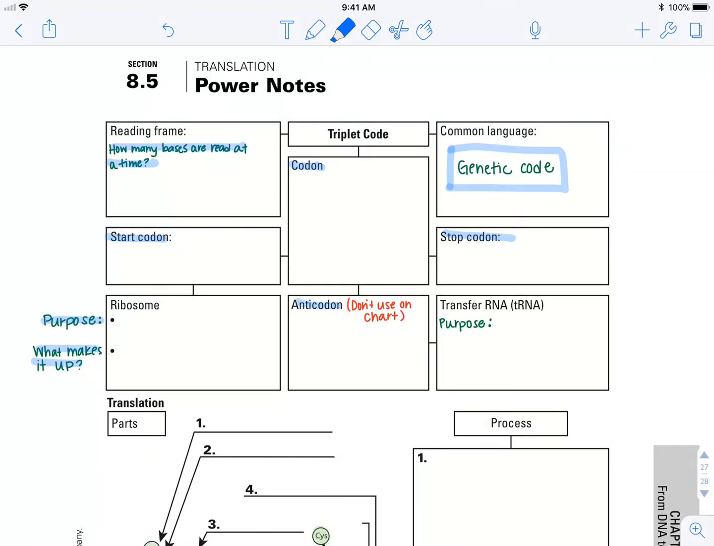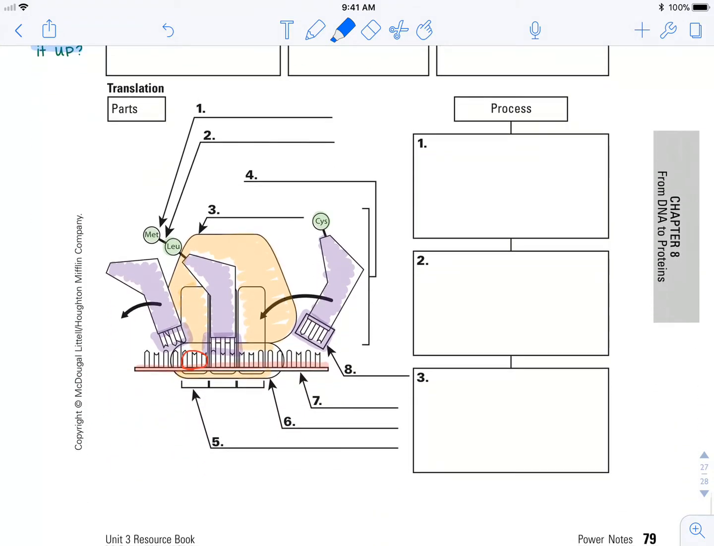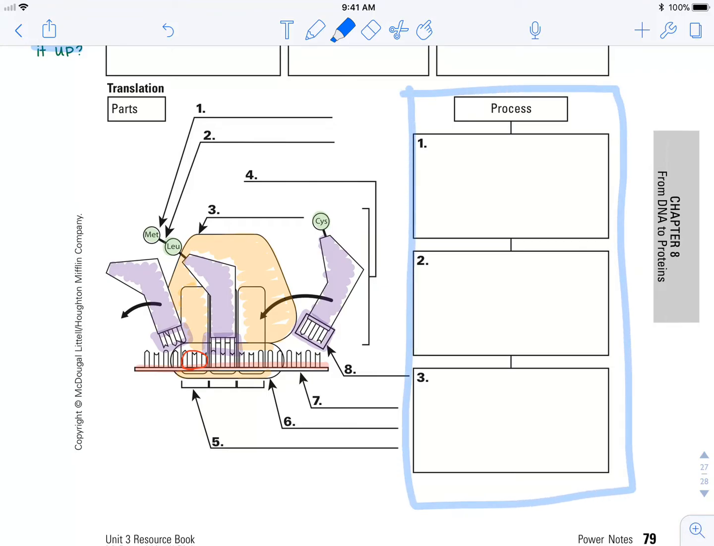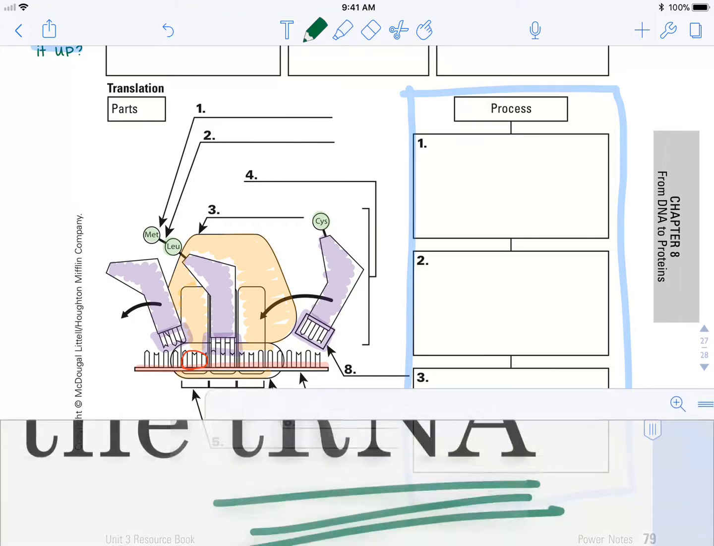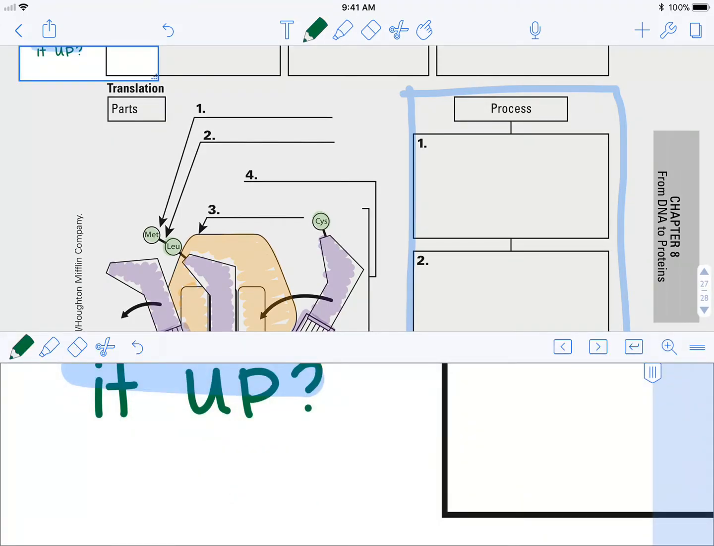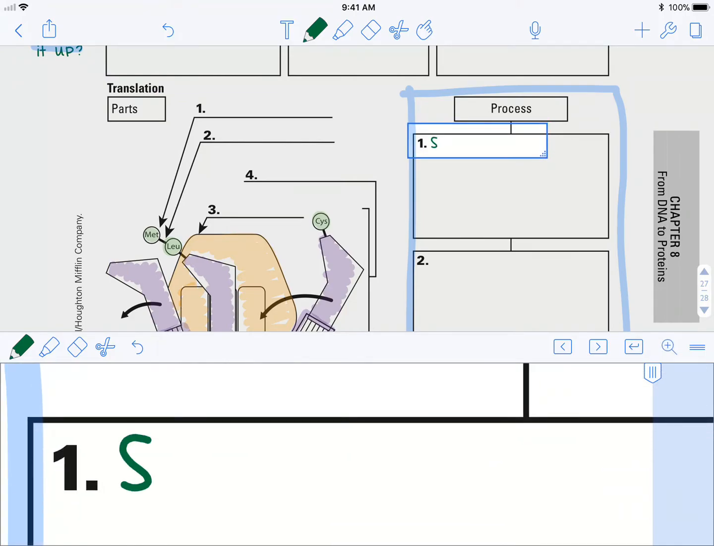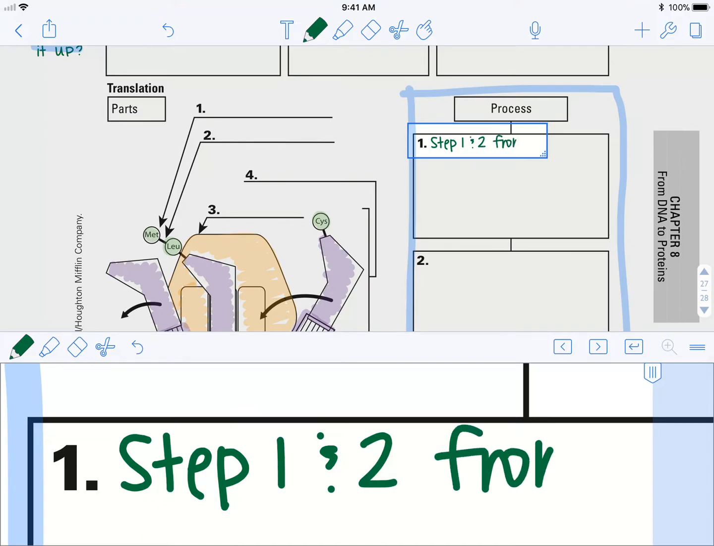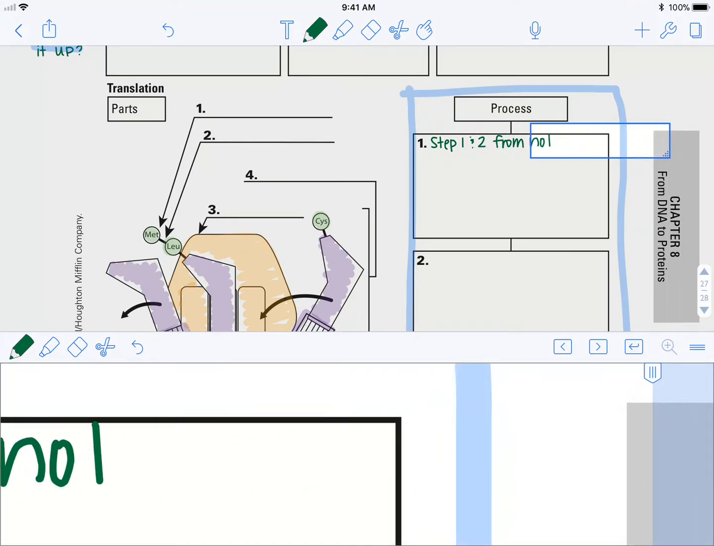Anticodon, you're just going to describe it. Where is it found? What is its purpose? What happens? And then for tRNA, what's its main purpose? Okay, so that's the top part. Then down here in the bottom part, you're going to describe the process of translation in a cell. So this, I know we talked about 4 steps and this only has 3. This should be step 1 and 2 from your notes that we just took.